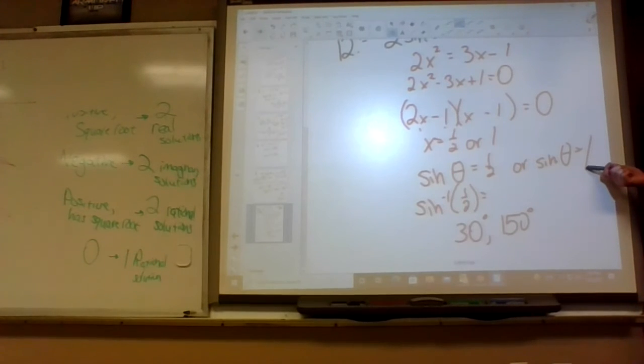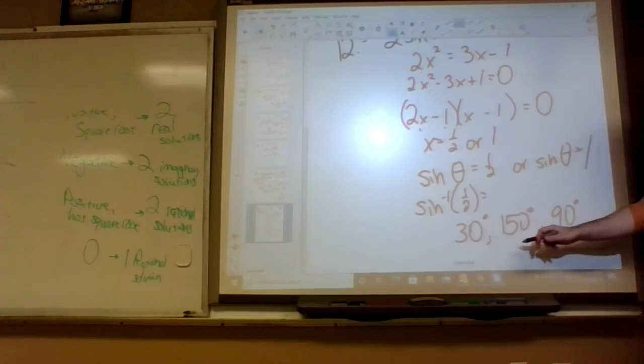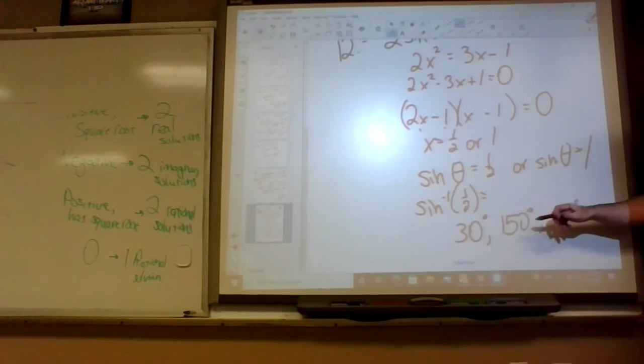Okay, this one's a little tricky. You can plug it in your calculator. Where does sine of theta equal 1? 90. Does 90 have a reference angle? No, but the opposite is 270. At 270, it actually equals minus 1. So it doesn't have a second answer. There are only 3 answers. This one only has 1 answer.